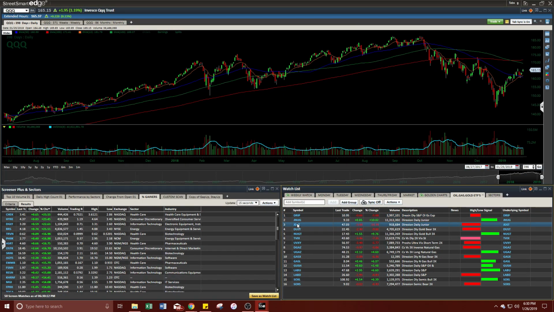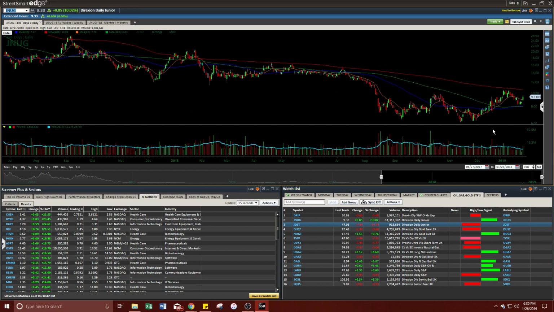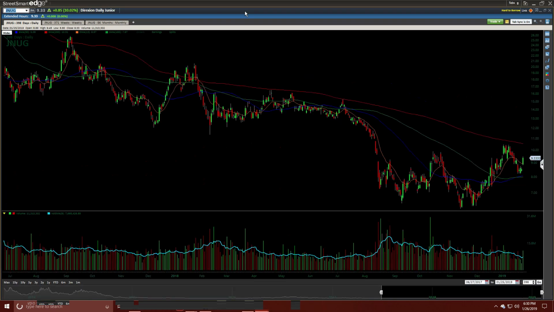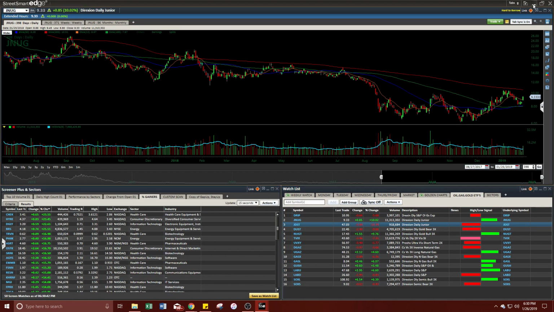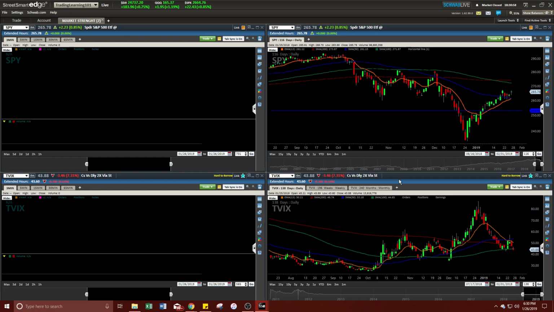So JDST, you see how it has these spikes up and then it recently sold off and it had a little bounce up. What moves inverse with JDST is JNUG. I should have set this up a little bit better to actually compare it. Actually, hold on. I'll come over to market strength right here. This is how I have it set up.